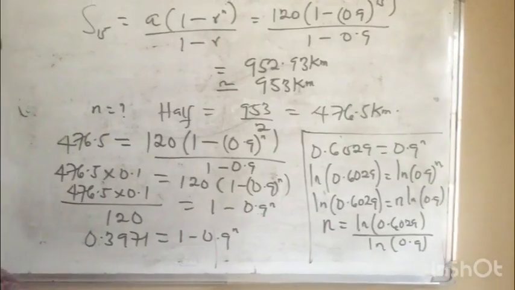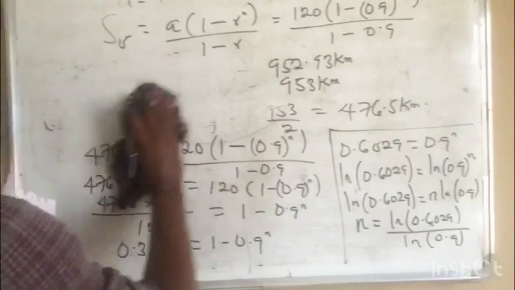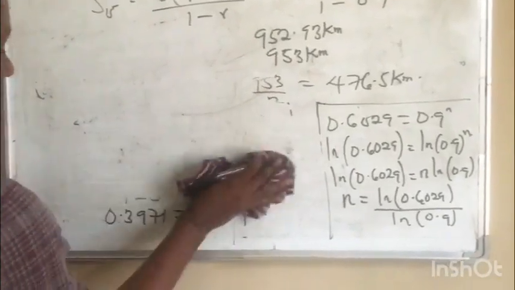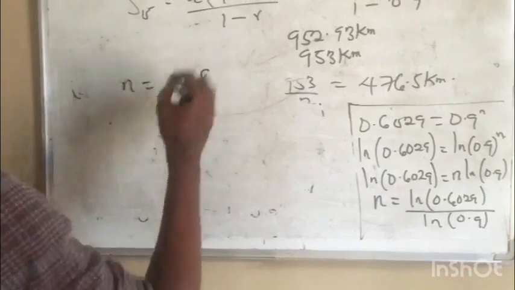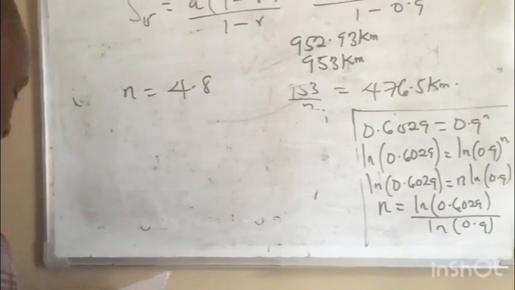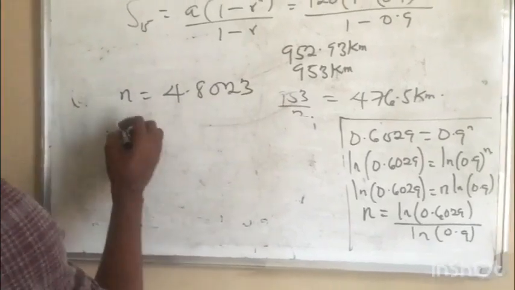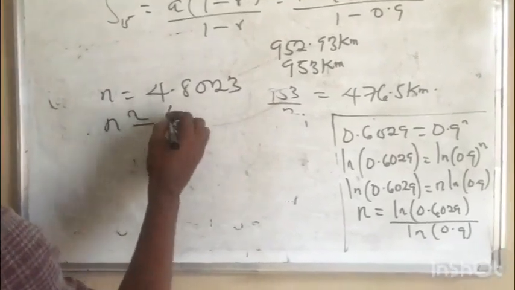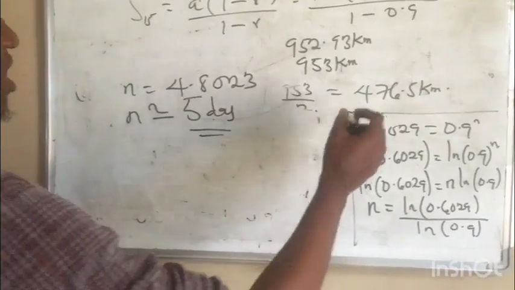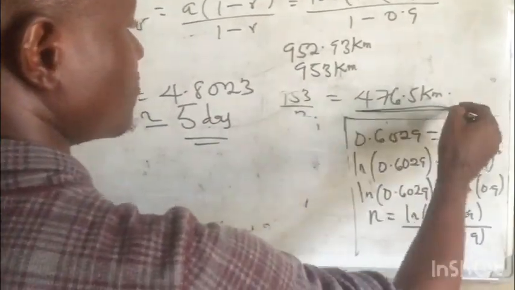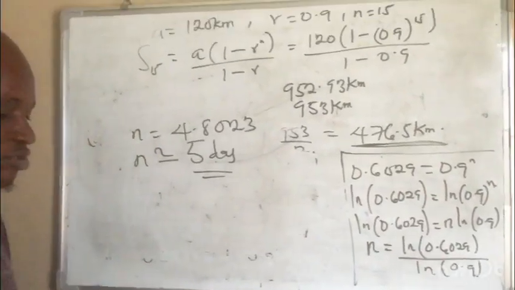if we punch our calculator for this, you will see that our N will be approximately 4.8 something. Let me check my calculator, like 4.8023. So that means our N here is approximately equal to 5. That means in 5 days, we have this distance. That is the solution to the question.